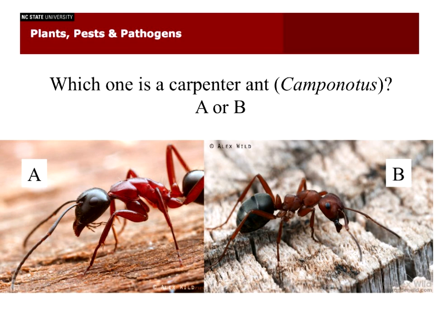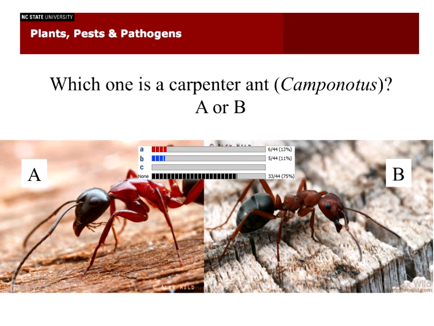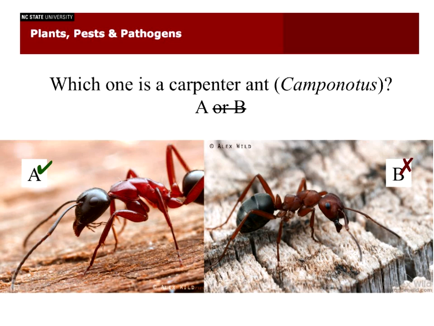Okay. I'll give it another 5 seconds. So, 5, 4, 3, 2, 1. All right, we have almost an even split. Okay, we've got 6 for A and 5 for B. Okay, A is the correct answer. So, give yourself a round of applause if you got that.